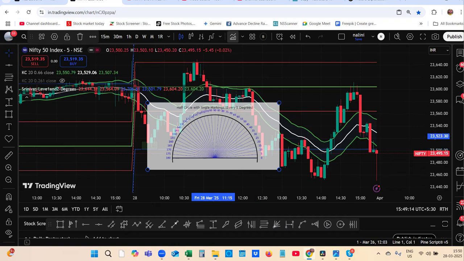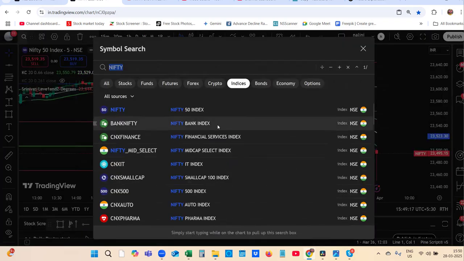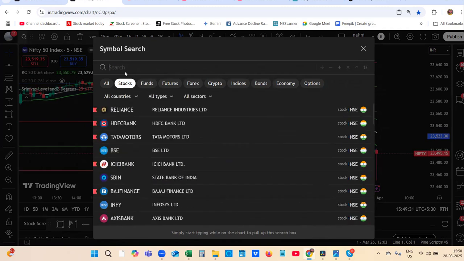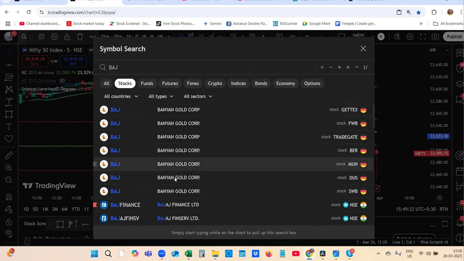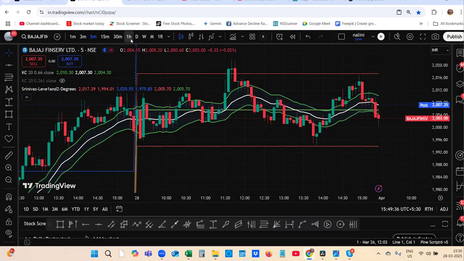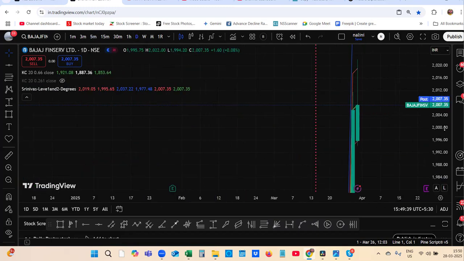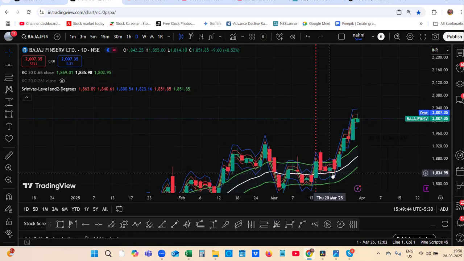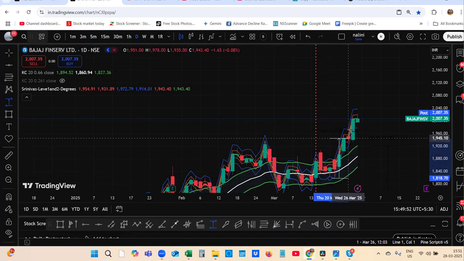I have mentioned Bajaj Finance and Jubilant Food. Okay, let me show it on the Bajaj Finance stocks. Let me type in Bajaj, not Bajaj Finance, Bajaj Finserv. Let me go to the daily time frame so that you will see on your own. It was identified here, 3-day close here. And I had mentioned you can get 10% from there.